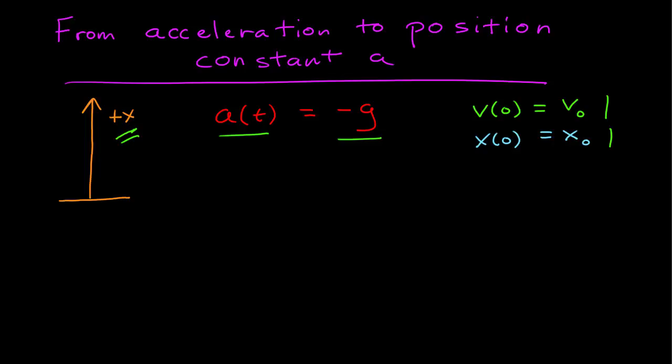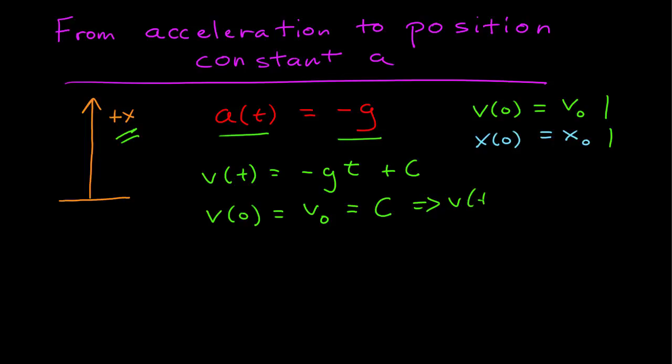We know that the velocity function of time is the antiderivative of the acceleration as a function of time. And so the antiderivative of a constant is that constant times time plus an integration constant. And since we know that velocity evaluated at 0 is equal to v0, if we plug that into the above equation, negative gt is just 0, and we get this additive constant c, which is just the initial velocity v0 in this case. Our velocity as a function of time is our initial velocity v0 minus our constant g times time.